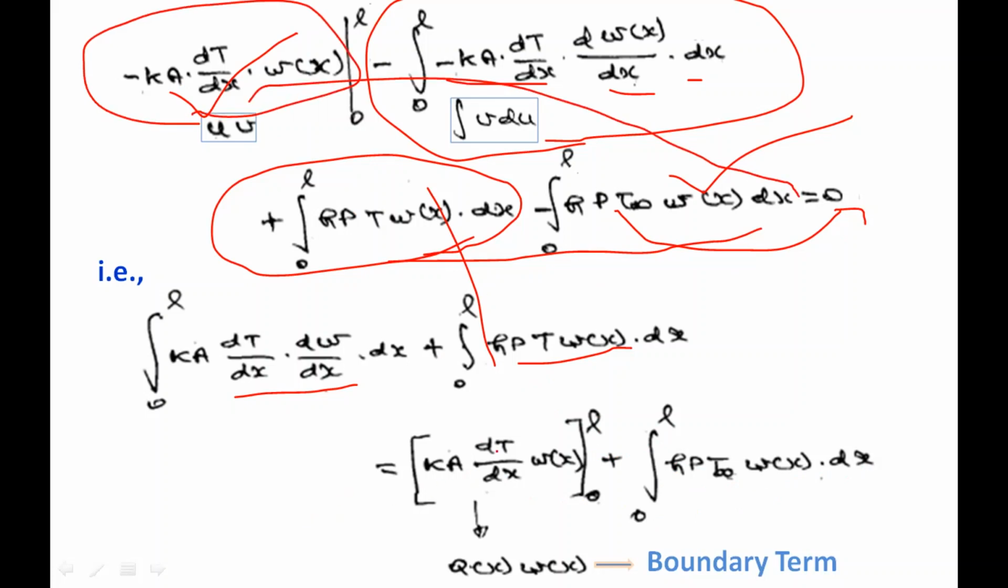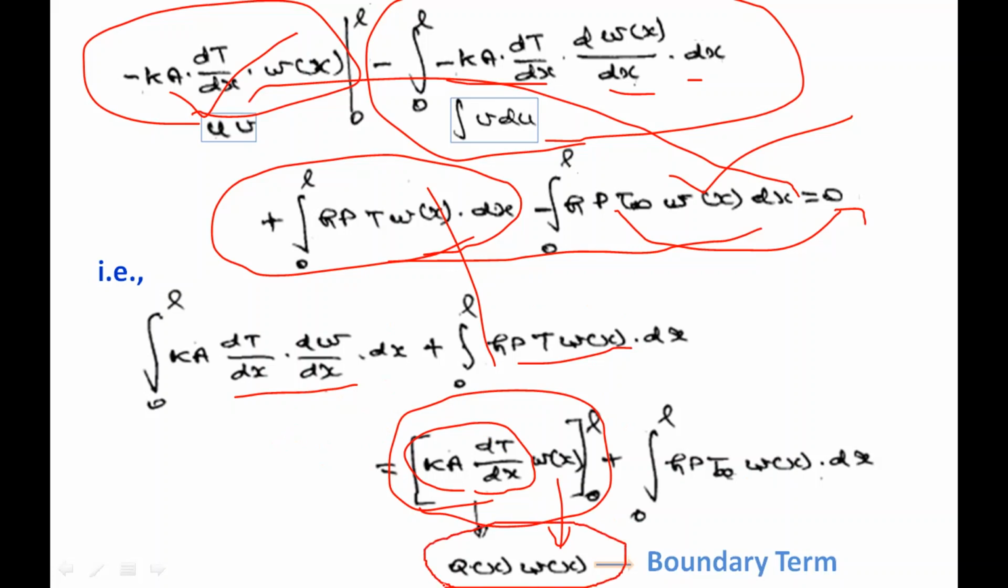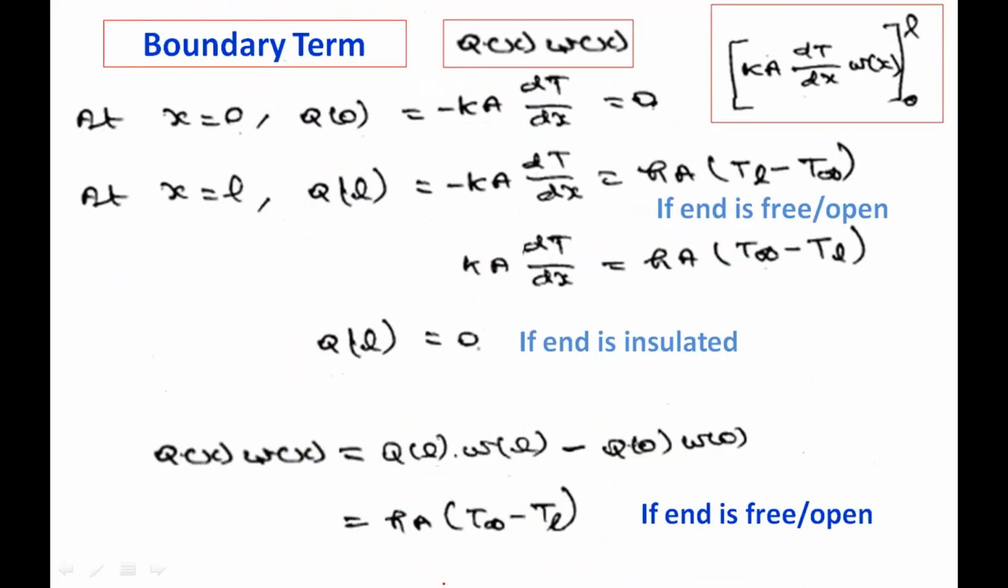So this is also given ka dT/dx w(x) from 0 to L. Here this term is called a boundary term. What is ka dT/dx? It is Qx multiplied by w(x). This depends upon the boundary condition, we are going to write it. So we will see how to find this boundary term first. Once you know the boundary term, then this is going to be the weak form of our governing differential equation of the cooling fin problem. So let us see what is the value of this boundary term quickly.